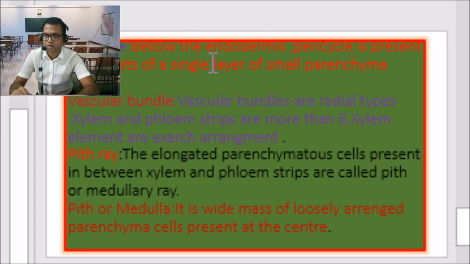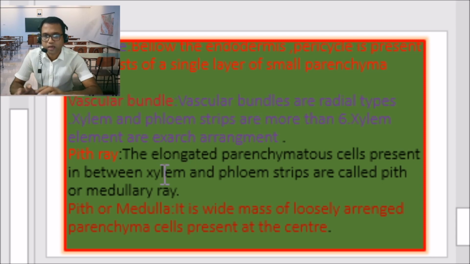Next, vascular bundle. We know that in the previous class we learned about the different types of vascular bundle. When xylem and phloem combinedly or separately make a bundle, it is known as vascular bundle. Here this vascular bundle is arranged radially, and the number of vascular bundles, that means xylem and phloem bundles, is more than 6.